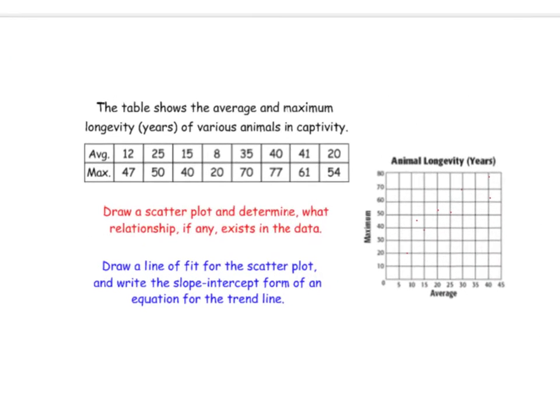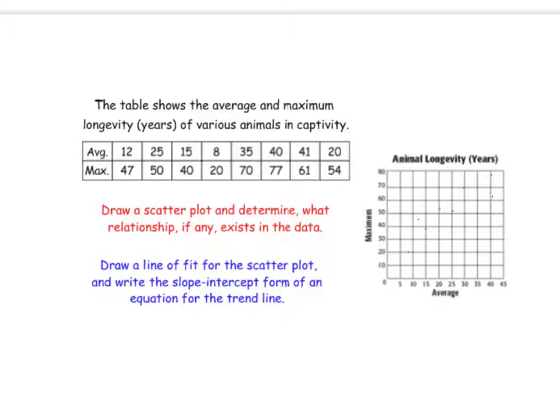If we make it smaller again so we can see it, we have an overall pattern from left to right where those points generally rise, they go up. So this would be a positive association. And if you recall from the last video, positive association means the more the x, the more the y. In this case, the more the average, the more the maximum. So the longer most of the species live, the longer the oldest one is going to live, which makes sense, right?